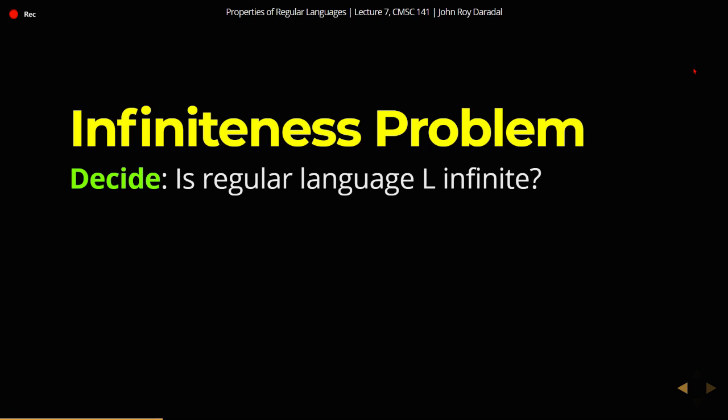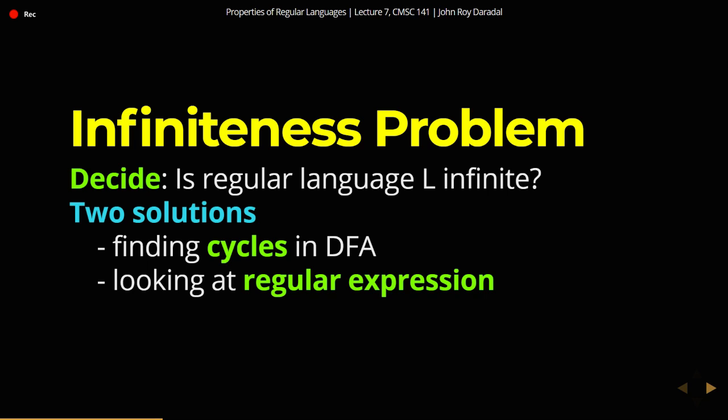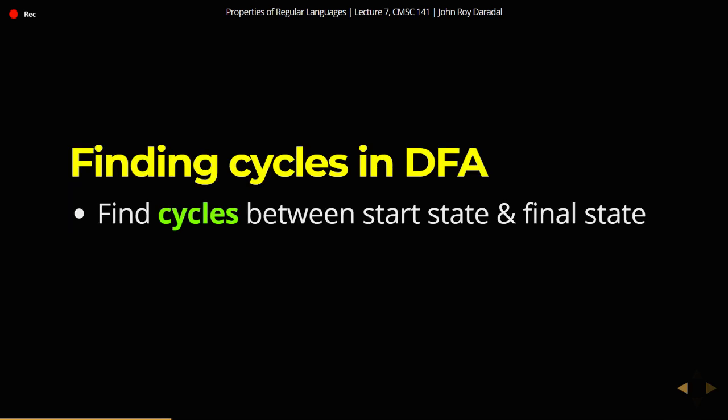The infiniteness problem decides whether the given regular language L is infinite or not. There are two ways that we could solve this problem. First is by finding cycles in the DFA, and we can also look at the regular expression to check if it's infinite or not. Let's take a look at how to find cycles in the DFA first, in order for us to see if it's an infinite language or not. What we'll do is try to find cycles between the start state and the final state.